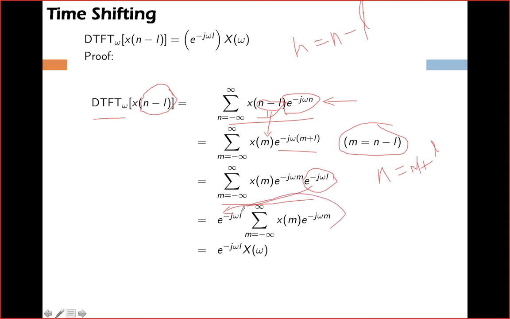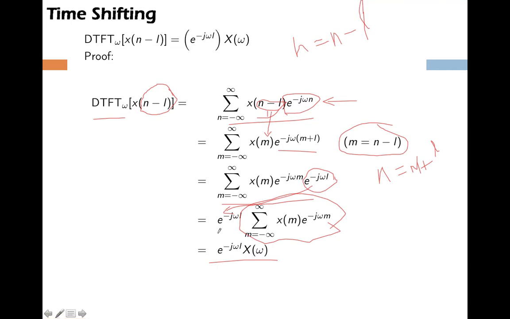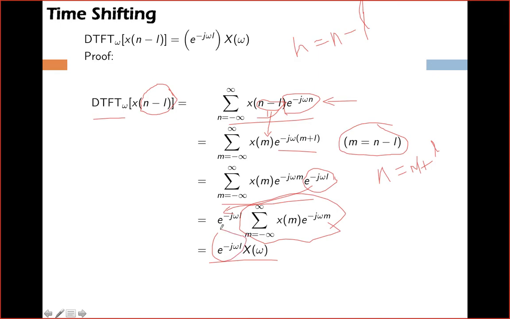This is nothing but X of omega. So this property says, if you introduce some shift or delay, the same quantity of exponential, e power minus j omega times that quantity, will come out when you take the DTFT, that's it, whatever the value of the delay. Here I introduced L, hence I get e power minus j omega L. If I introduce n naught, then I will get e power minus j omega n naught, that's it.